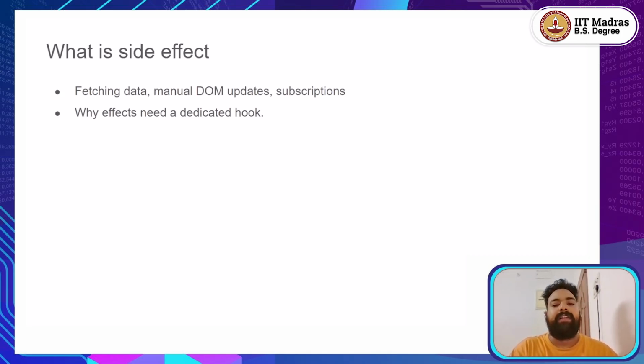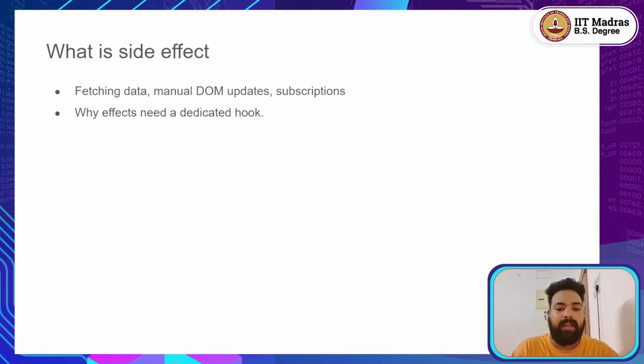Let's start by understanding what we actually mean by a side effect. In React, a side effect is anything that affects something outside the scope of the current component or interacts with the external world. This includes things like fetching data from an API, manually updating the DOM, setting up event listeners or subscriptions, and starting or stopping timers. These actions are called side effects because they don't directly compute or return JSX. Instead, they have an impact that extends beyond the component itself.